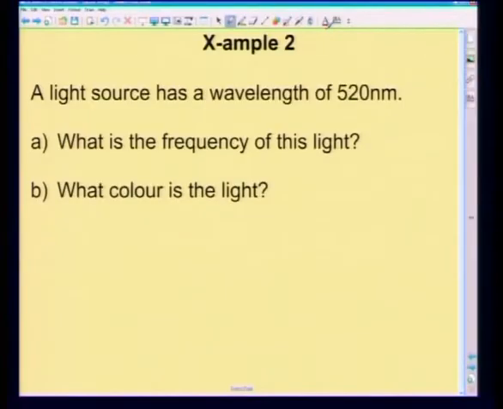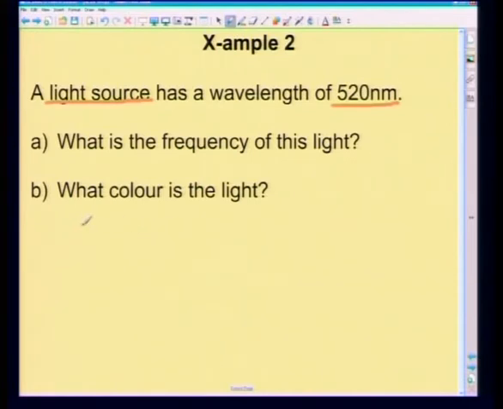Let's now move on. Let's look at some examples again. Here is example 2. A light source has a wavelength of 520 nanometers. So we don't know what type of light that is, but we just know that this source is emitting light with that wavelength. What is the frequency of this light? We can calculate that frequency making use of the wave equation for electromagnetic radiation.